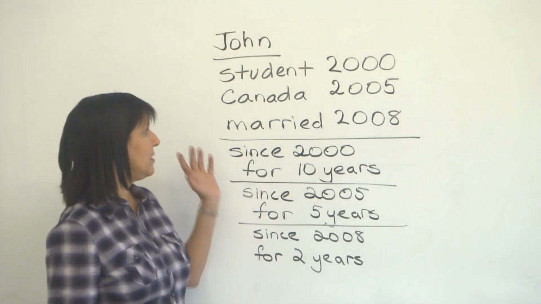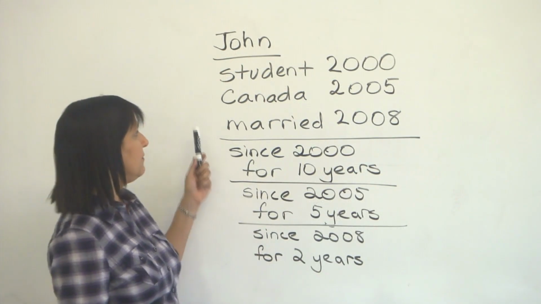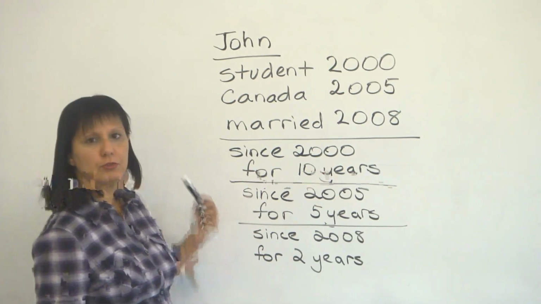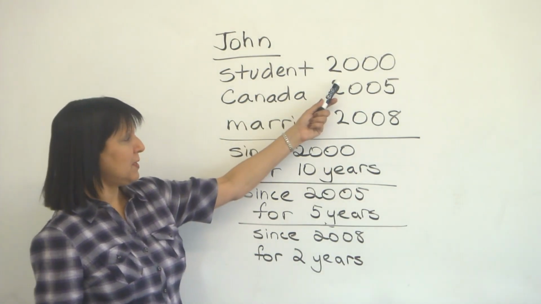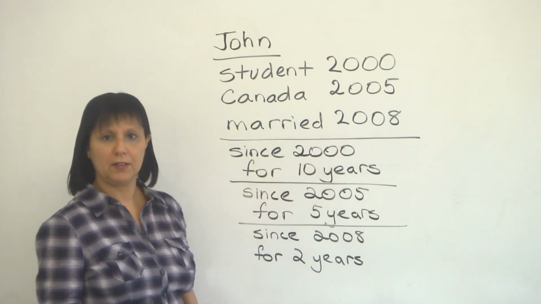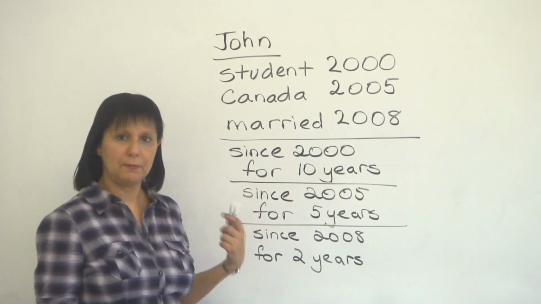Okay, so now let's look at our example. Let's take our friend John here, and I've written some information about John when he started to do certain things in his life. All right? So this is when he became a student, this is when he came to Canada, and this is when he got married. So now let's try to make a number of different statements about John.